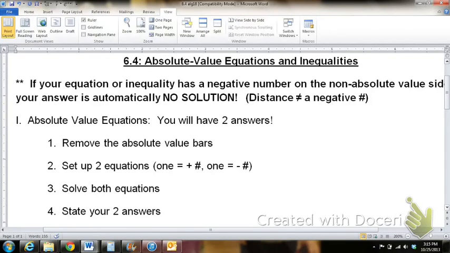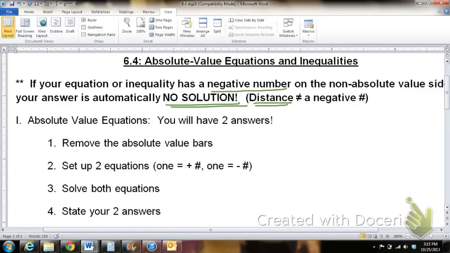In Lesson 6.4, we're going to solve absolute value equations and inequalities. And if your equation or inequality has a negative number on the non-absolute value side, your answer is automatically no solution. Because remember, absolute value means distance. And you can't say I live -5 blocks from school. That just sounds weird. So you can never have a negative distance. So you automatically say no solution.